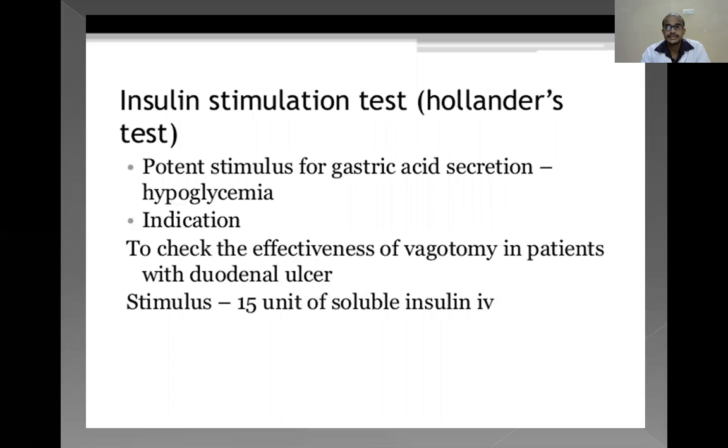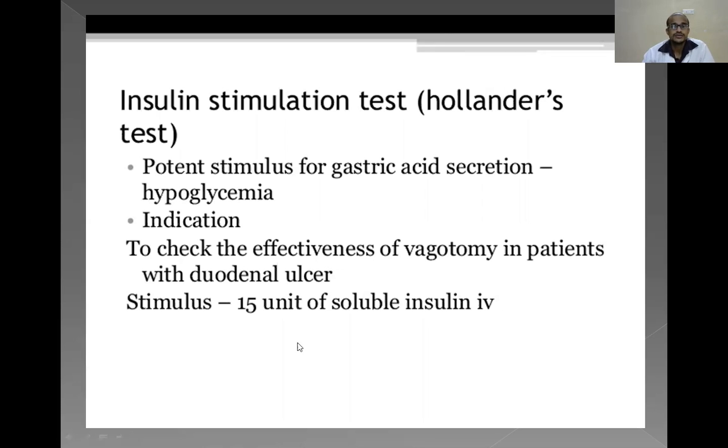And the insulin stimulation test, the Hollander test, is a potent stimulus for gastric acid secretion. It may lead to hypoglycemia also. The main indication is to see the completeness of the vagotomy. Vagotomy is a surgery done in chronic duodenal ulcer patients to decrease the acid secretion in the stomach. So to check whether this vagotomy is successful, whether it is complete or not, this Hollander test is done.